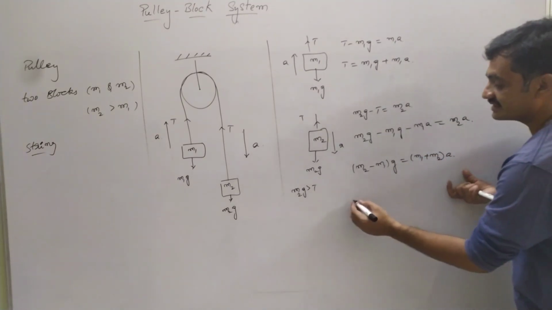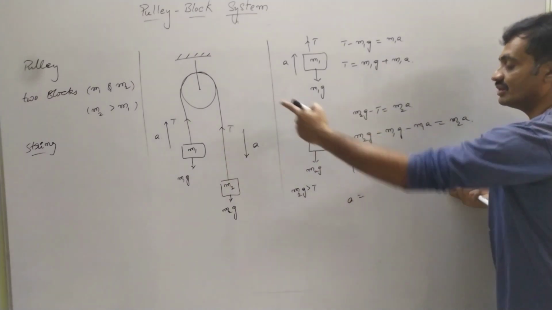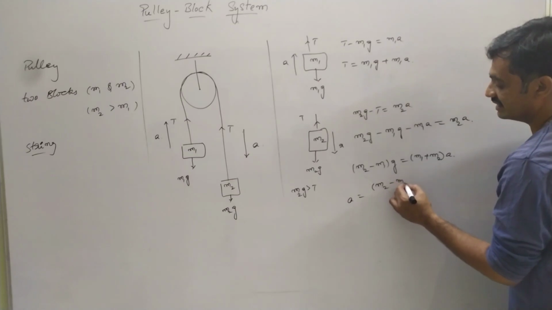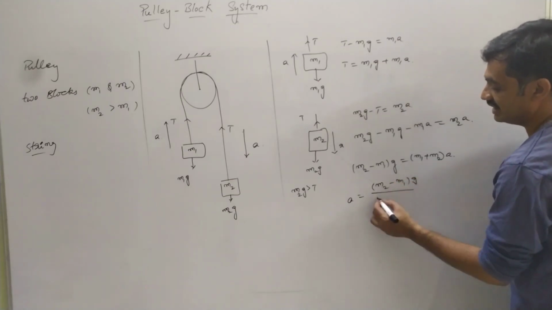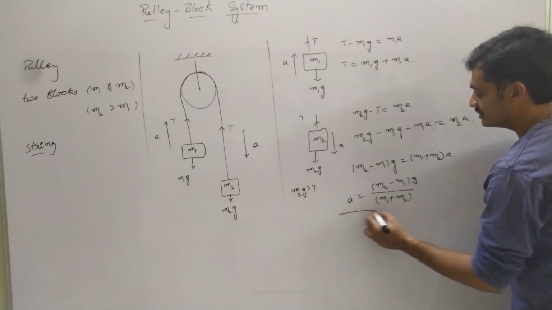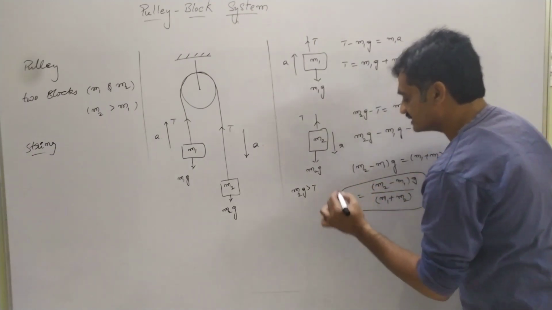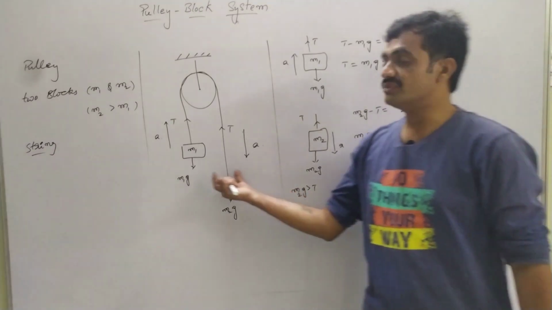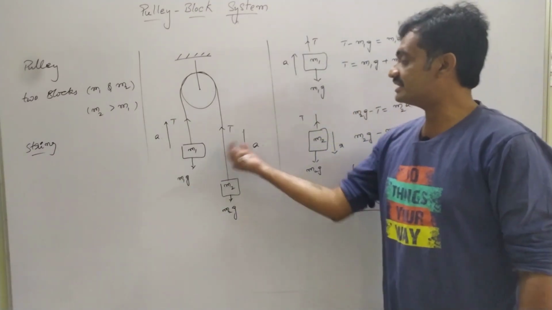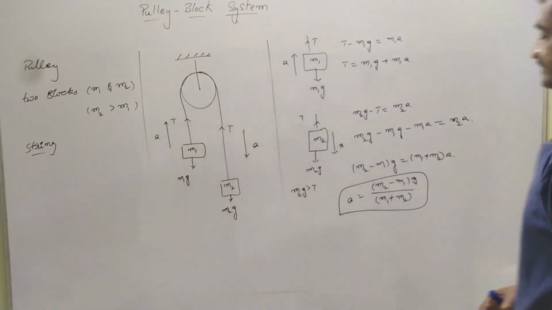From this, the acceleration of the pulley block system is given as (m2 minus m1) into g by (m1 plus m2). So this represents the acceleration of the pulley block system, the common acceleration. Next, we will find the tension of this pulley block system.